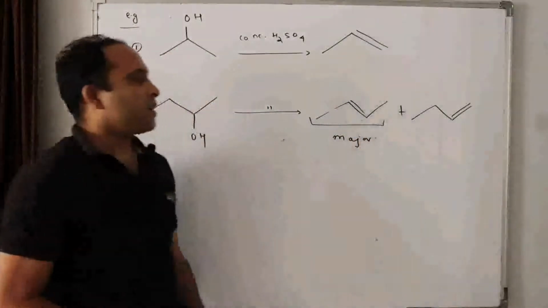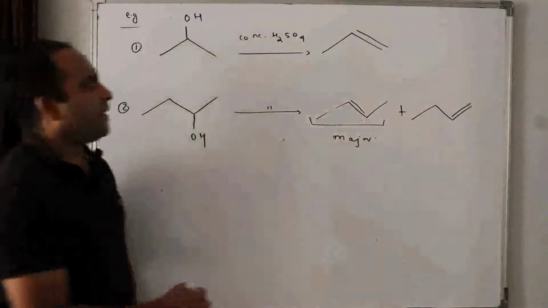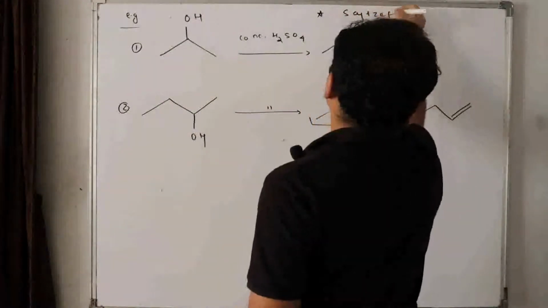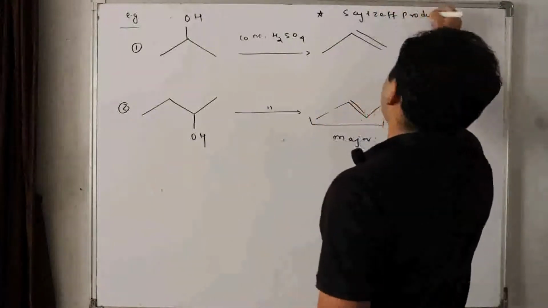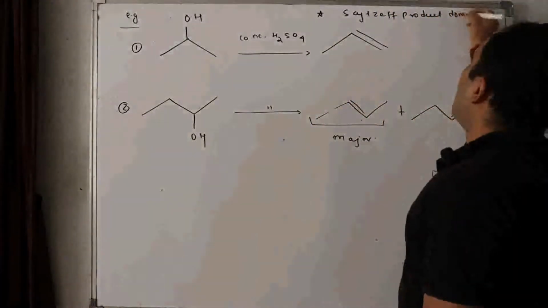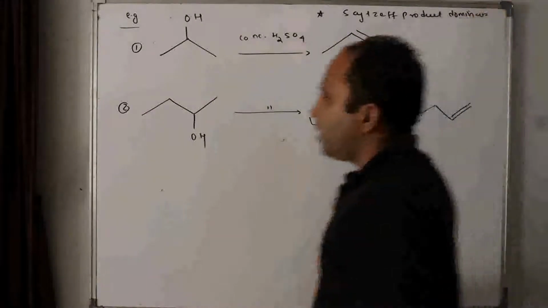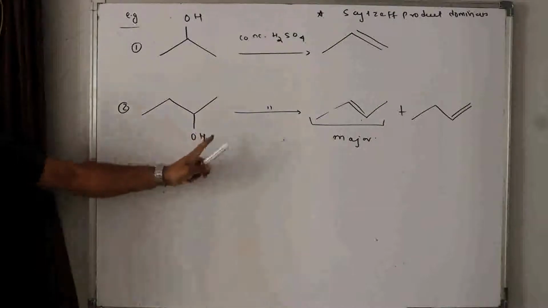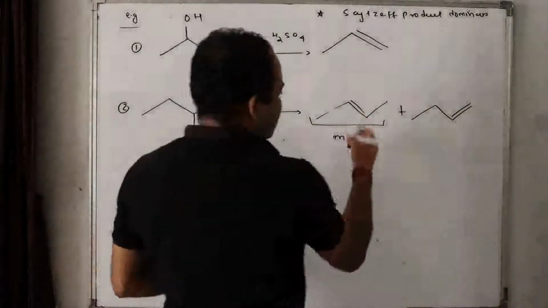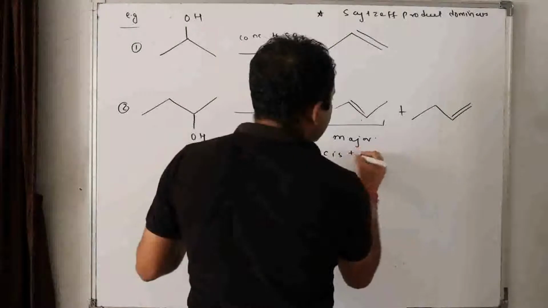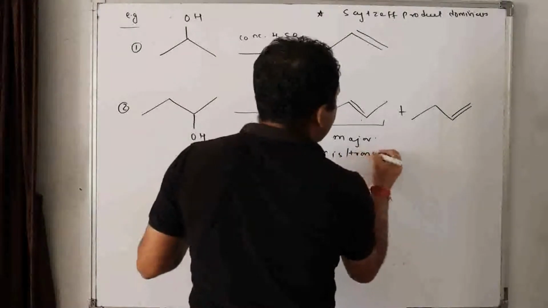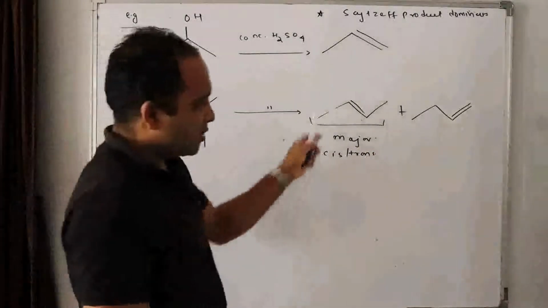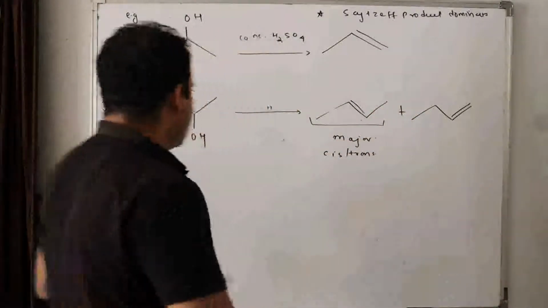Remember, in an E1 reaction, who is major? Saytzeff's is the major product. You can write in a point that Saytzeff product dominates. Okay? Which product dominates? Saytzeff's product dominates. Easy? Now, can I make cis trans of this also? Cis trans can be made. Here cis trans, no chances. How many products? Cis trans 2 plus 1, 3 varieties of products. Easy?